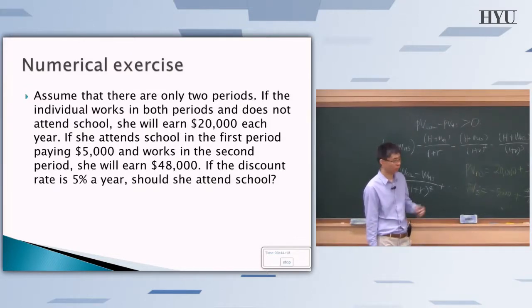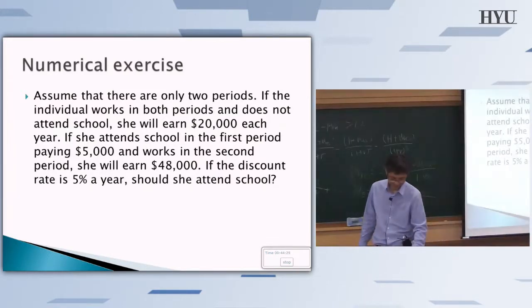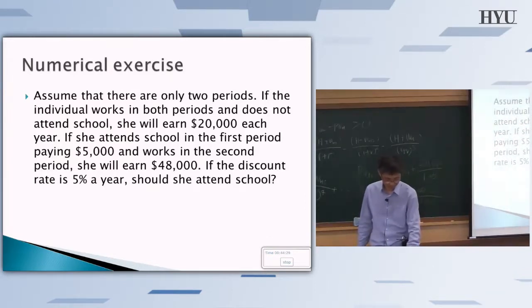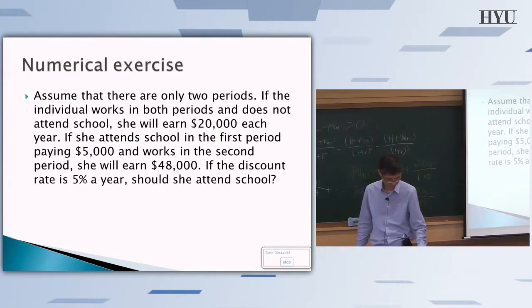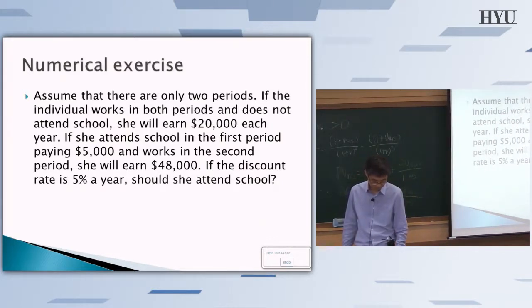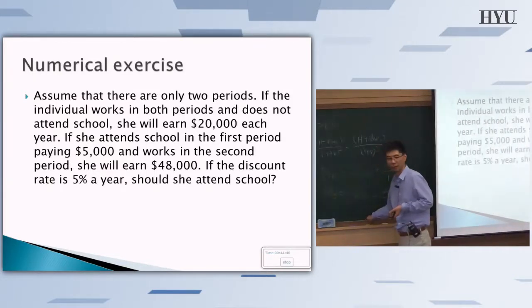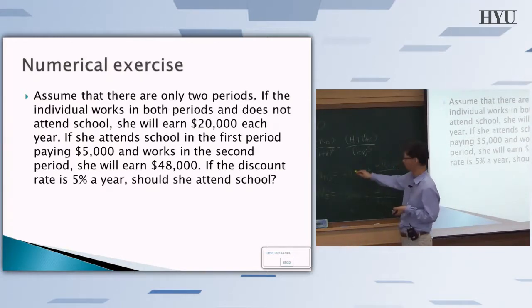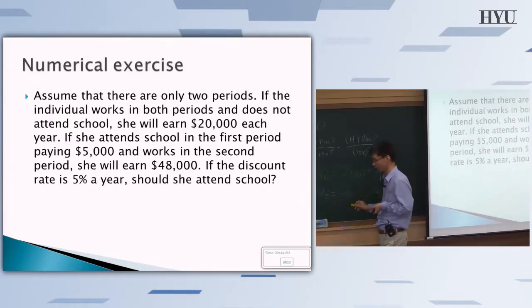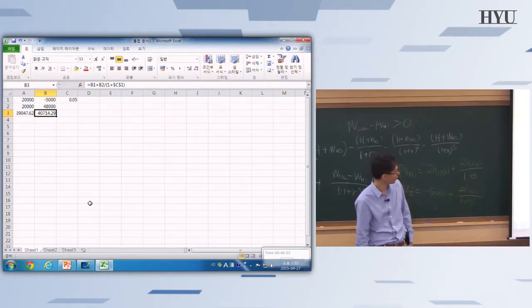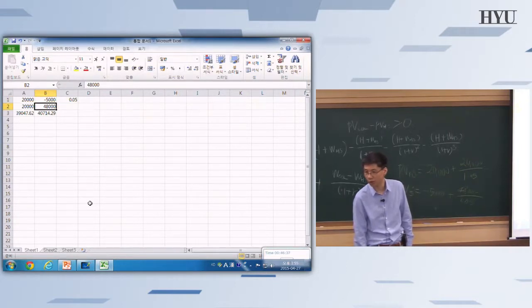Should she go to school or not? Calculate it. What you need is numbers. What is the value of this? You need to get numbers. Actually, you never know. Go to school or not? Go to school, by a very little difference, only about $1,700.